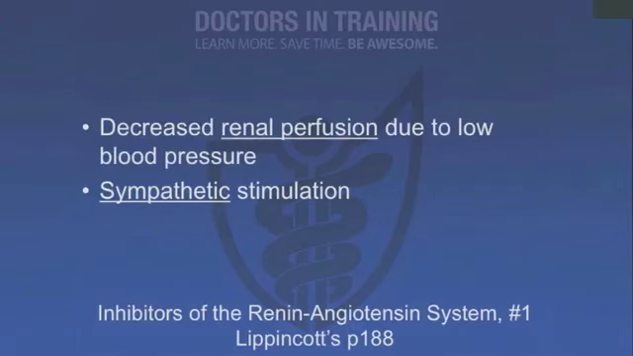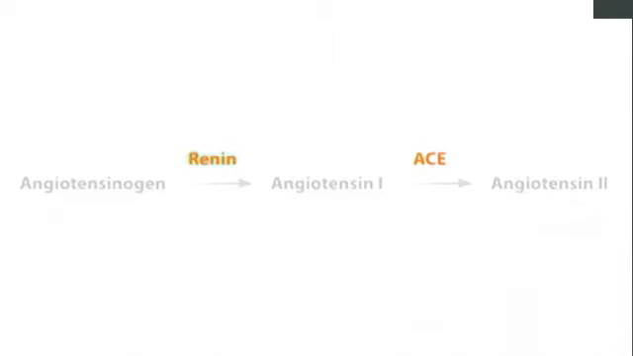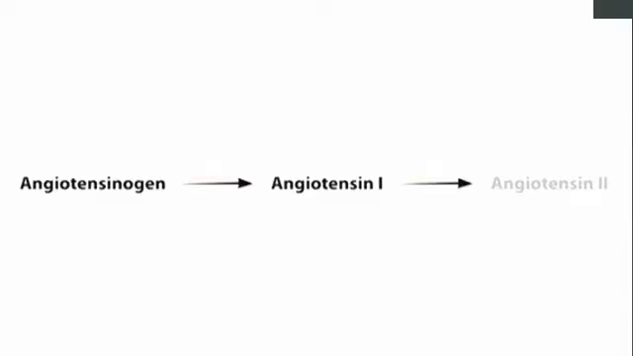So let's have a brief review of the renin-angiotensin-aldosterone system. The juxtaglomerular cells release renin in response to decreased renal perfusion due to low blood pressure and also due to sympathetic stimulation. And as we've already mentioned, both of these are occurring in heart failure, so renin levels are going to be very, very high. The action of renin is it's going to cleave angiotensinogen into angiotensin 1. Then you have another enzyme called angiotensin converting enzyme, which converts angiotensin 1 to angiotensin 2. And as I mentioned, angiotensin 2 is that potent vasoconstrictor.